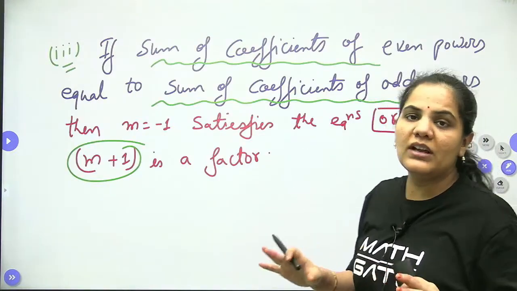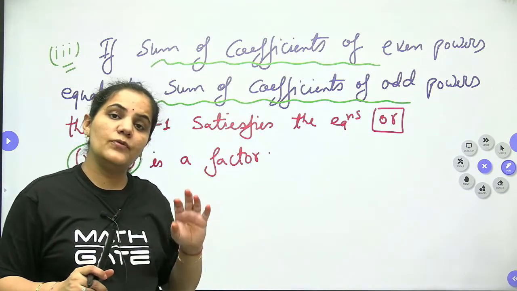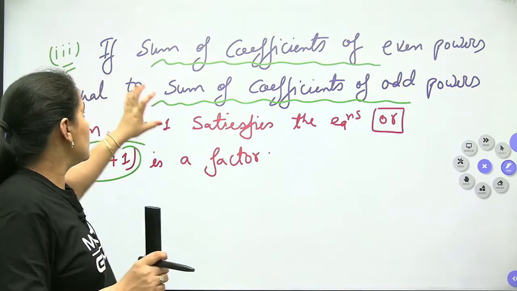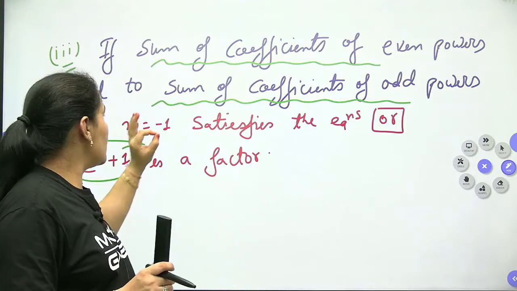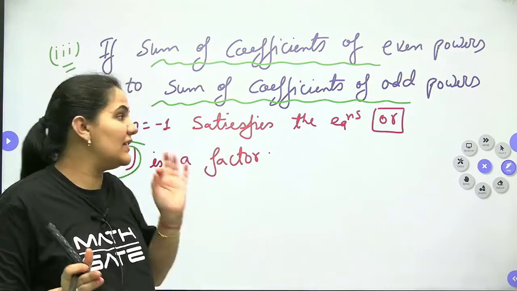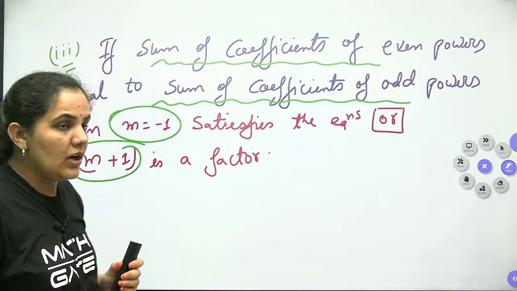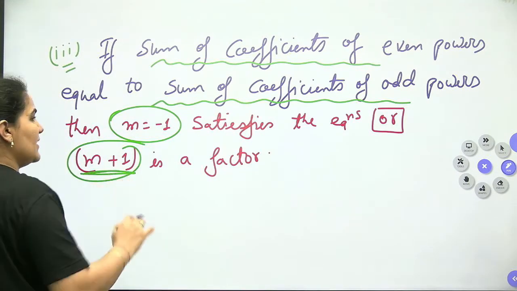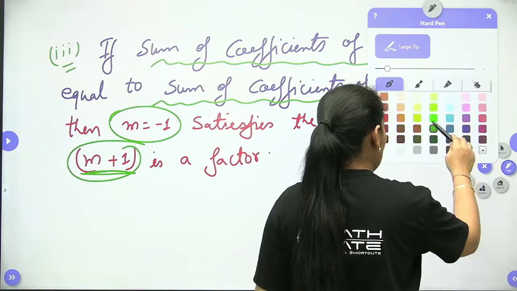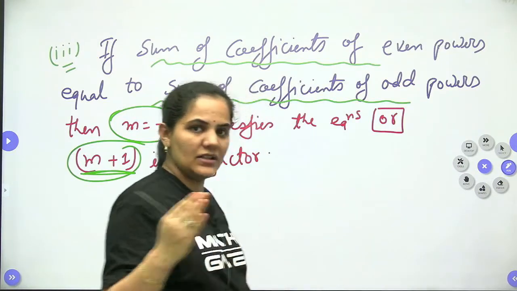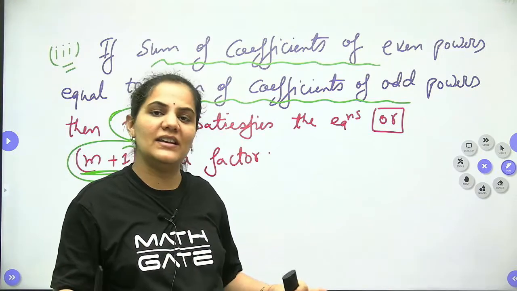When the sum of all coefficients is not equal to 0, then we go for the even and odd powers, right? We check if the sum of coefficients of even powers and the sum of coefficients of odd powers are equal. Then you say, dear students, that m equals minus 1 satisfies the equation, and in that case m plus 1 is a factor. Done. Now let's approach with an example. I will show you an example, and we will discuss 2-3 questions based on this concept, so that it will be definitely clear in your mind.